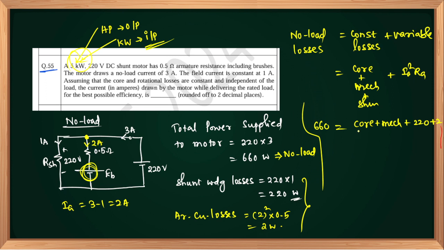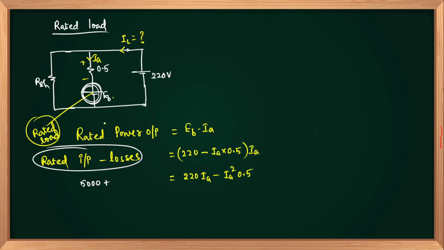We also call core plus mechanical losses the rotational losses. So core plus mechanical losses will be equal to 660 minus 222, which is 438 watts. These losses will always be there, whether under no load, half load, or full load. So while developing rated power also, this loss of 438 watts will be there.